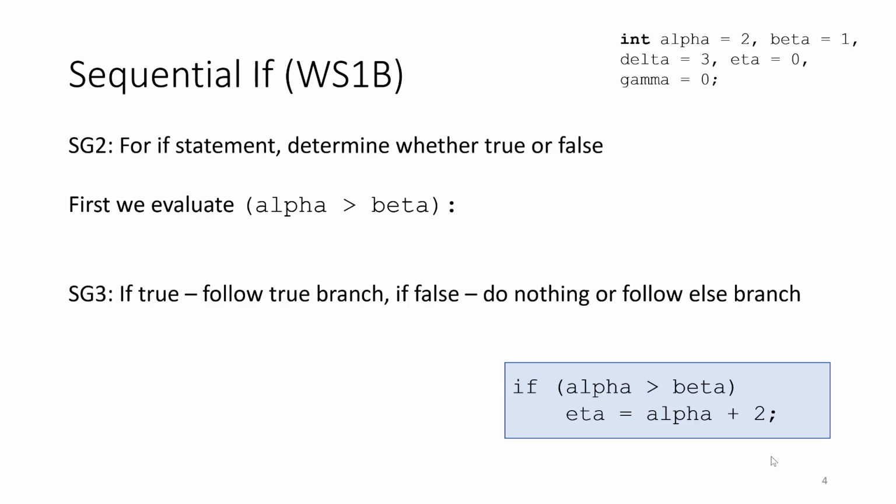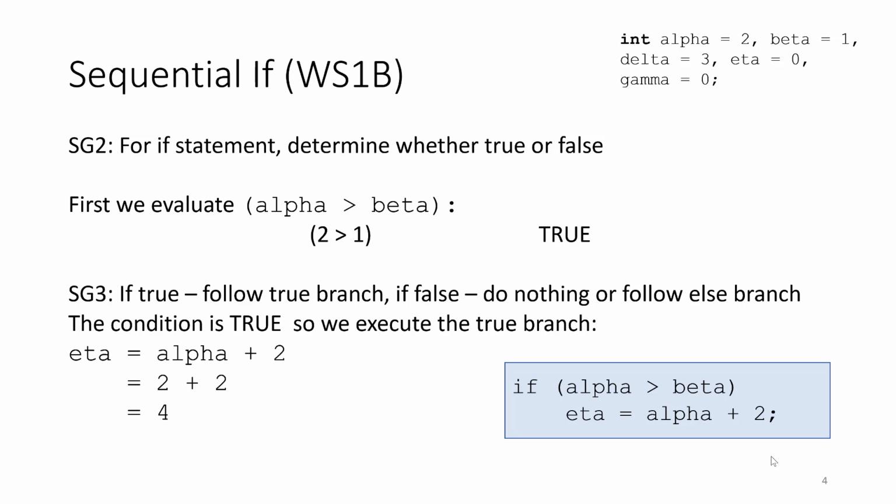Subgoal 2, for the if statement, determine whether it's true or false. First, we'll evaluate is alpha greater than beta. Alpha has a value of 2 and beta has a value of 1. 2 is greater than 1. It evaluates to true. So we follow the true branch. The true branch for this if statement says that eta is assigned the value alpha plus 2. Alpha has a value of 2, so eta is assigned the value 2 plus 2, or 4.